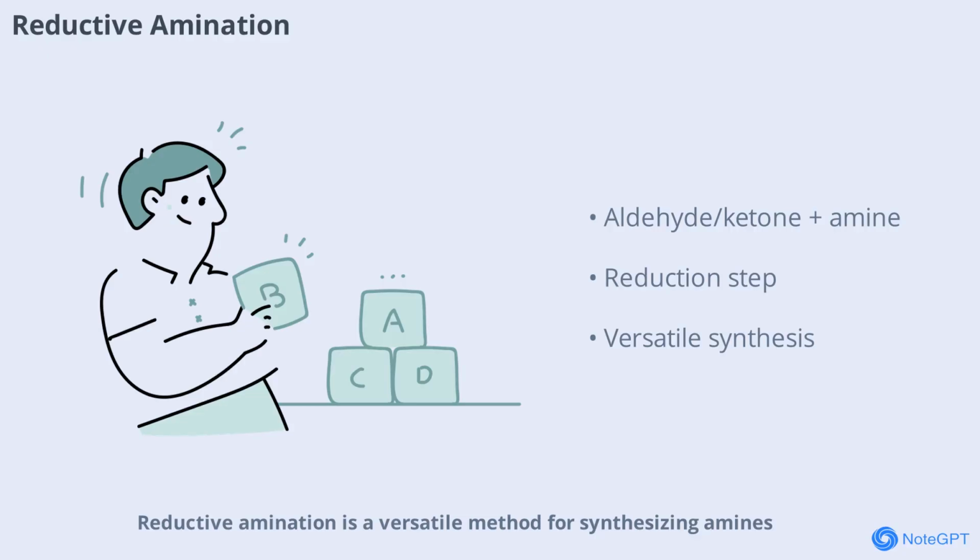Reductive amination is a versatile method for synthesizing amines. It involves reacting an aldehyde or ketone with ammonia or an amine, followed by reduction. This method allows for the creation of primary, secondary, or tertiary amines depending on the starting materials.